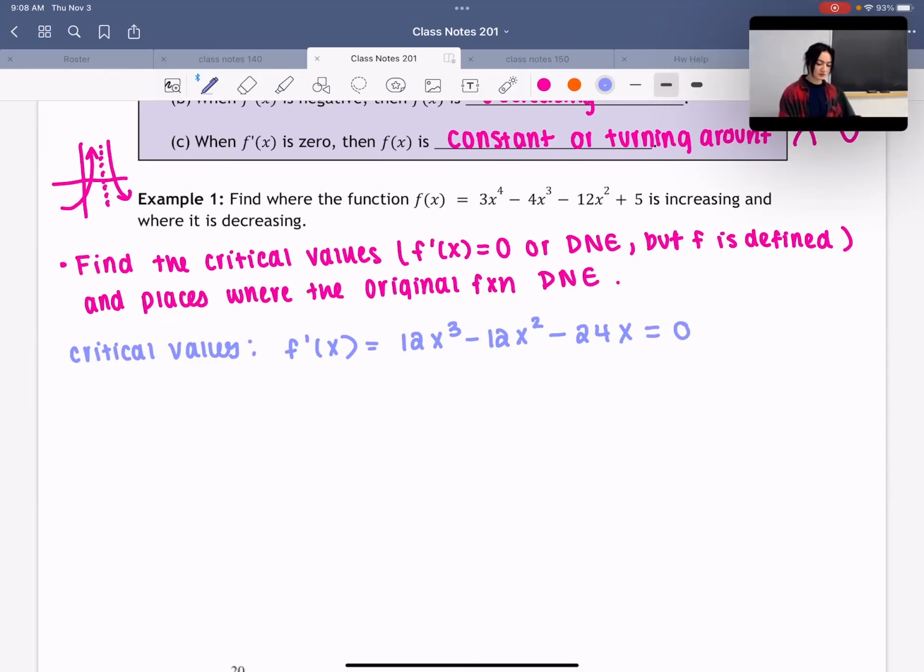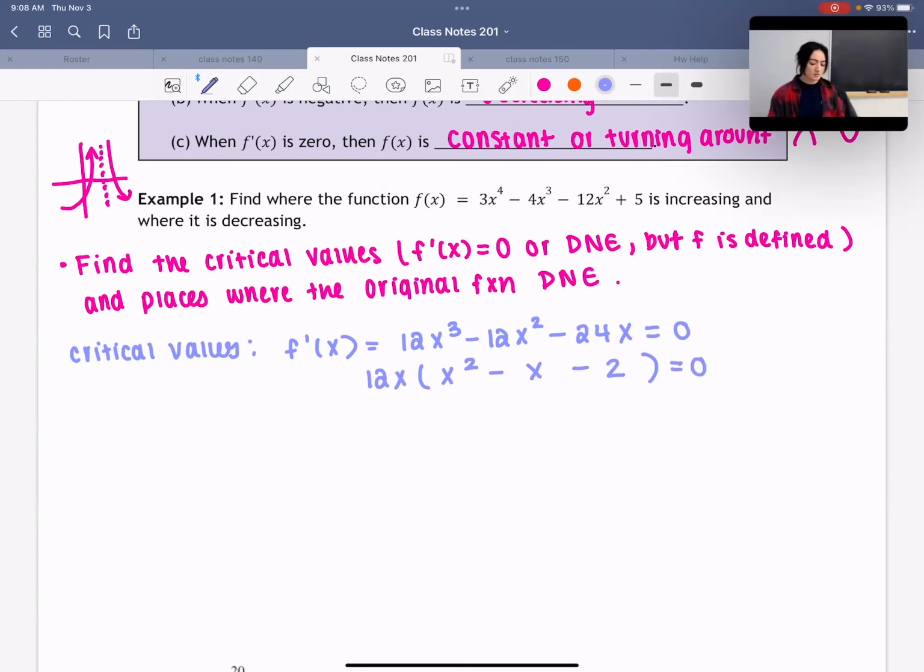Any ideas on how we can find what our zeros are, Michael? Yeah, take out a 12x, right? Was that what you're going to say, Michael? Good. Okay, so when I take out a 12x, oh, sorry, I took out a 12, but not an x. 12x, I'm going to get, what is it? X squared minus x minus 2, right? Okay.